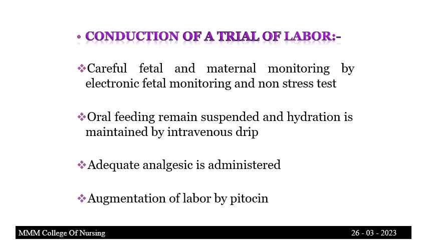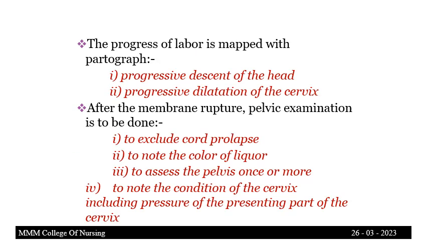So how to conduct a trial labor? Careful fetal and maternal monitoring by electronic fetal monitoring and non-stress test. Oral feeding is suspended and hydration is maintained by intravenous drip. Adequate analgesics are administered and augmentation of the labor is done by oxytocin. The progress of the labor is mapped with the partograph. We have to mainly monitor the progressive descent of the head as well as the progressive dilatation of the cervix.